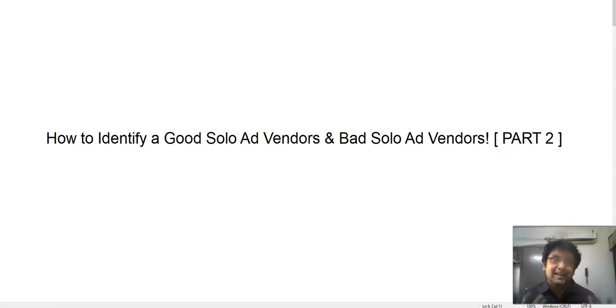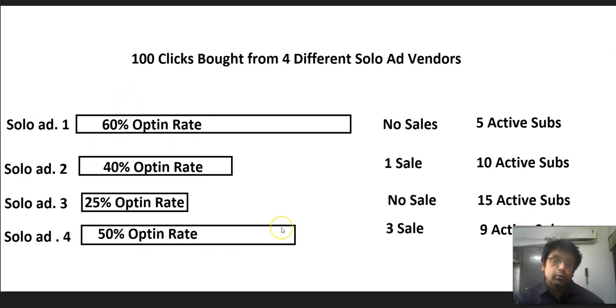So let me start and show you one chart to explain how to identify a good solo ad vendor and a bad solo ad vendor. Let's say, just for example purposes, you have bought 100 clicks from 4 different solo ad vendors, my friend. The first solo ad vendor gets you a 60% opt-in rate, the second one gets you 40%, the third one gets you 25%, and the fourth one gets you 50%.